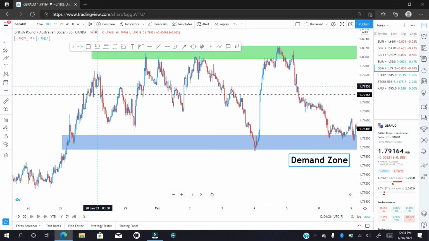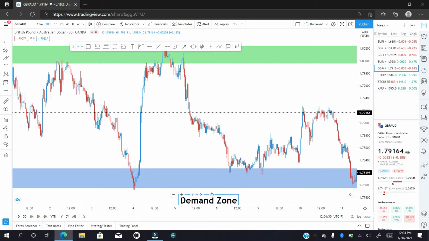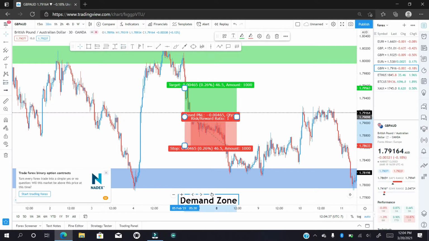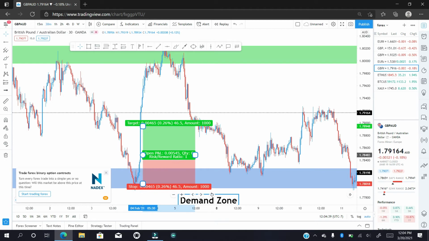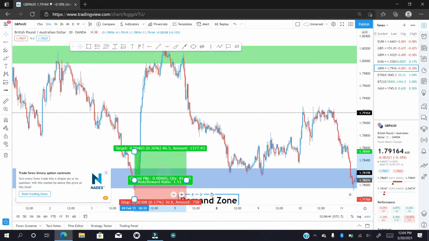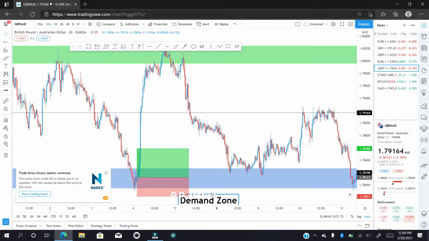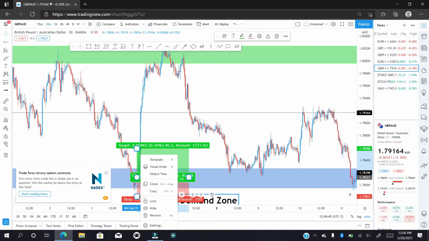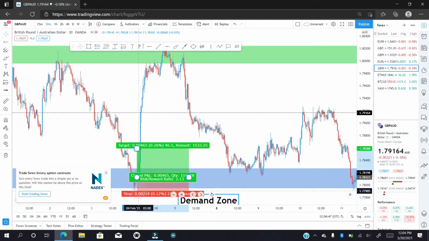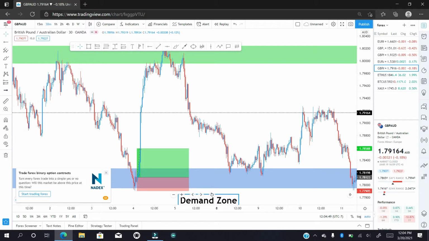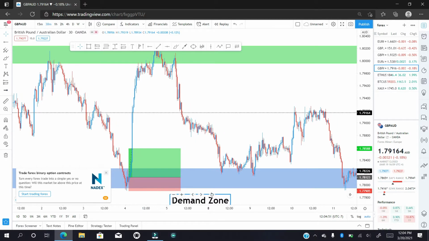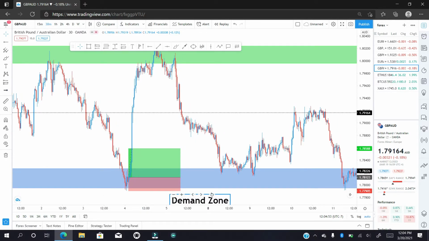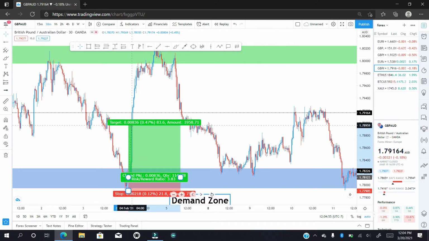We have a bullish engulfing right here, like I said, and what we're looking for is to take a buy just after that bullish engulfing. Take a buy right here. Show you. Okay, let's take a buy after that bullish engulfing. The stop loss under here. So you have a stop loss of 21 pips, and take profit will be right here.